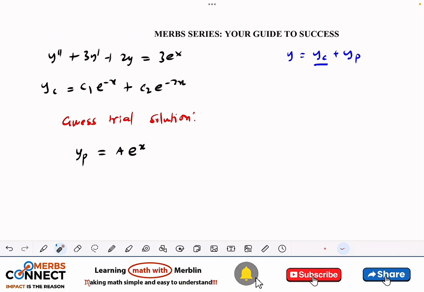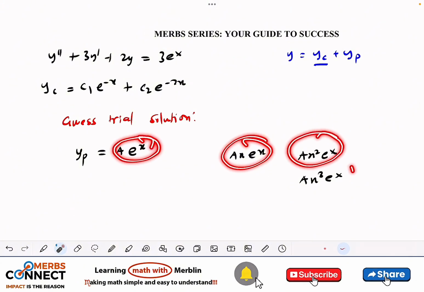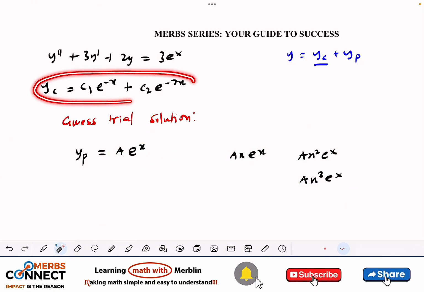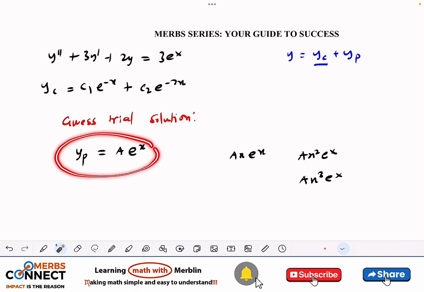So as I said, anytime we want to give a trial solution, we pick what is here, then we multiply by a constant. That is whenever it is an exponential function. Look at what is here and multiply it by a constant. So I'm assuming that I have a and I multiply it by this. And we have another solution that is going to be like ax times this, and another one which goes with x squared times this. But for me to choose one of these, it depends on my complementary solution. So this is the first trial solution that I need to write anytime I'm dealing with an exponential function.